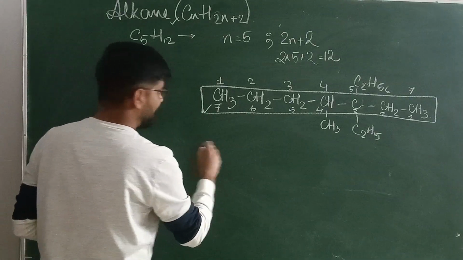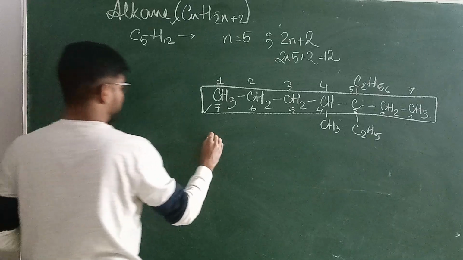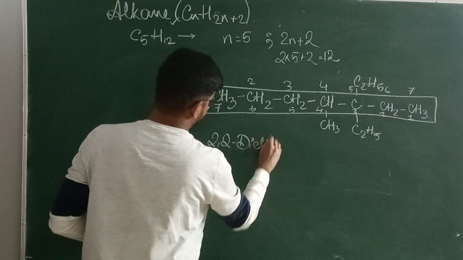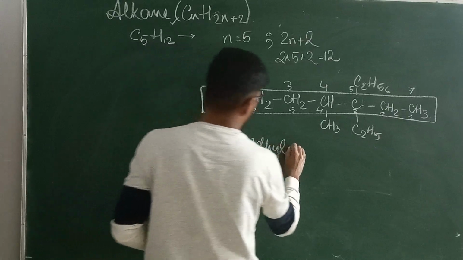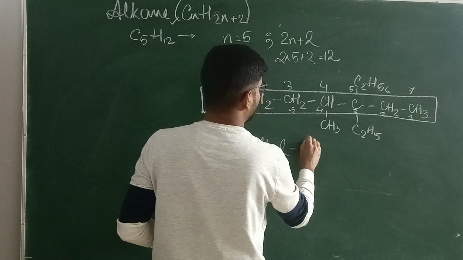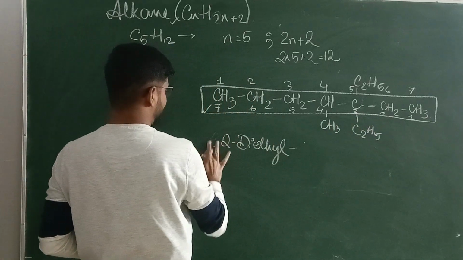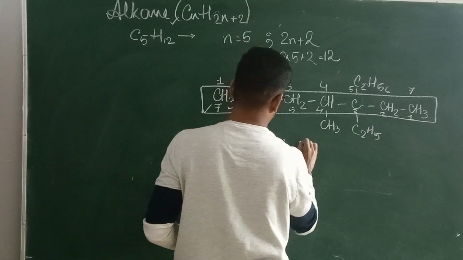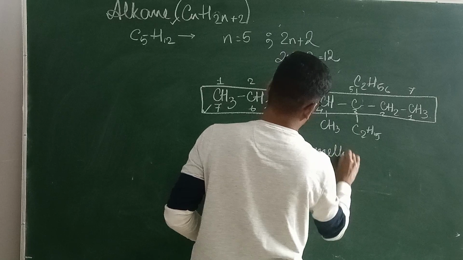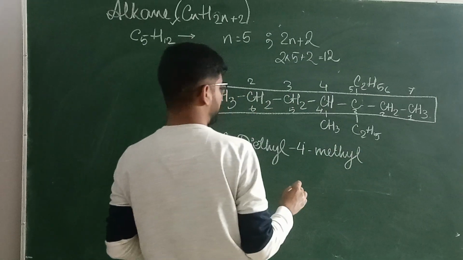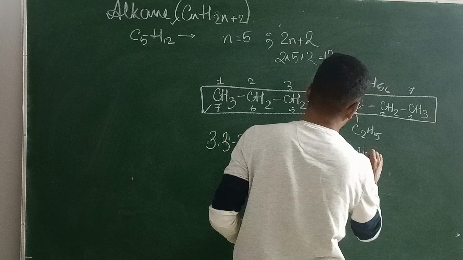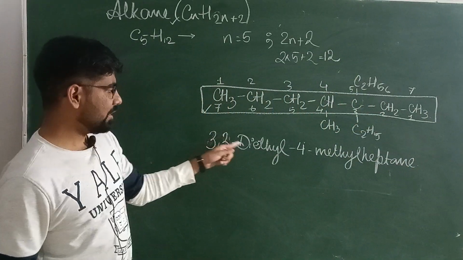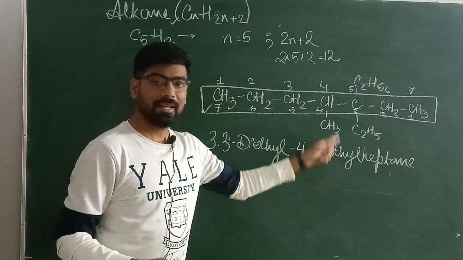So what will be the name? Again, ethyl, E comes first before methyl. So 3, 3 diethyl, sorry, 3rd position, my mistake. 3, 3 diethyl, 4 methyl, and 7 carbon, therefore heptane. So the name will be 3, 3 diethyl, 4 methyl heptane.